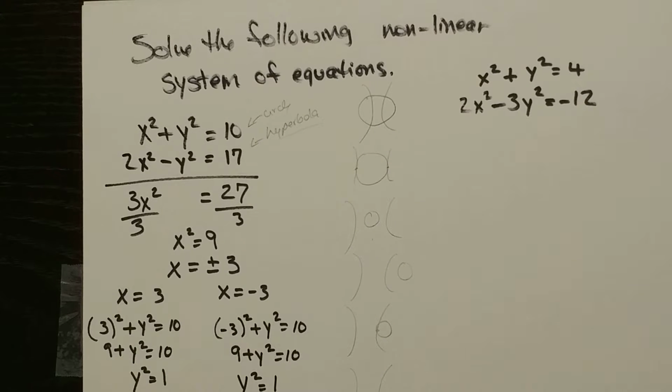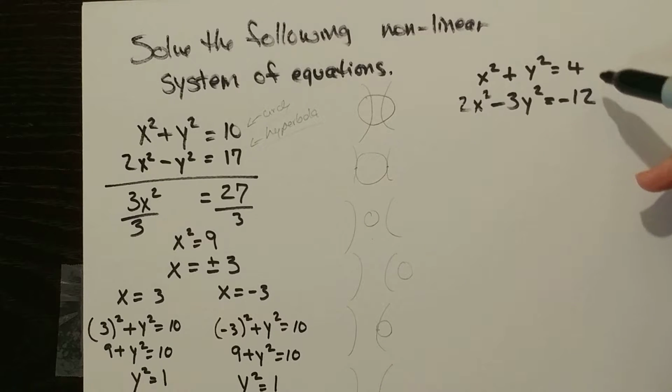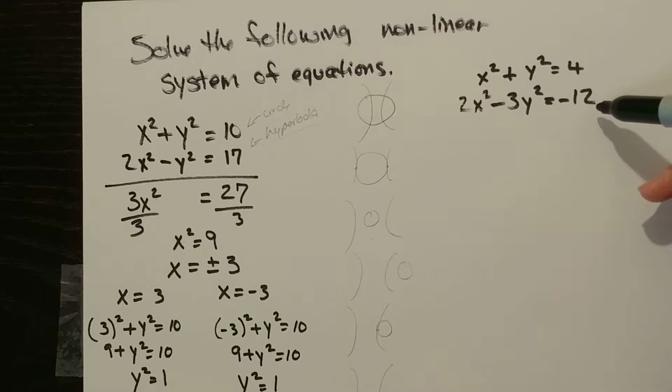This is a situation where a circle and a hyperbola are intersecting at 4 points, and these are the points they're intersecting at. All right. Let's look at this other system. Again, this is the equation of a circle. The top equation is the circle, and the bottom equation is a hyperbola.